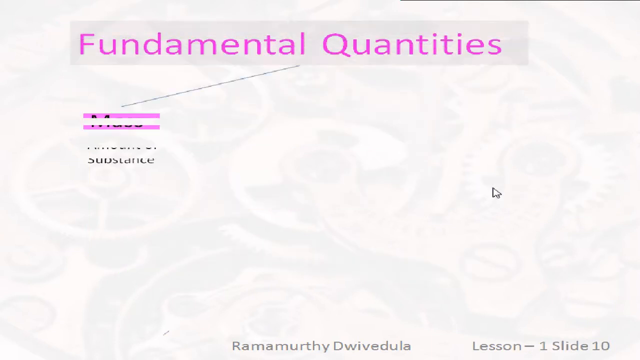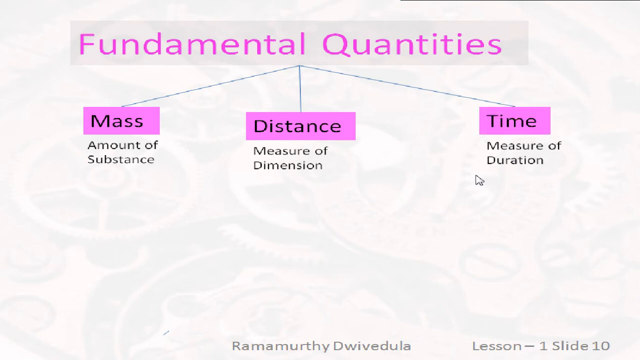Having seen all these, we'll try to see what are the fundamental quantities with which we are involved. One is mass, which indicates amount of substance. The second is the distance, which is a measure of dimension, size of the body, how big or small. And the third is measure of duration, whether the event occurred very quickly or very slowly. Wherever we go in the universe, we'll find one of these, either mass or distance or time. That way we may call these a trinity of fundamental quantities.